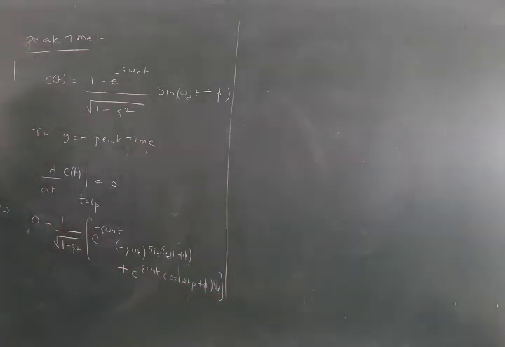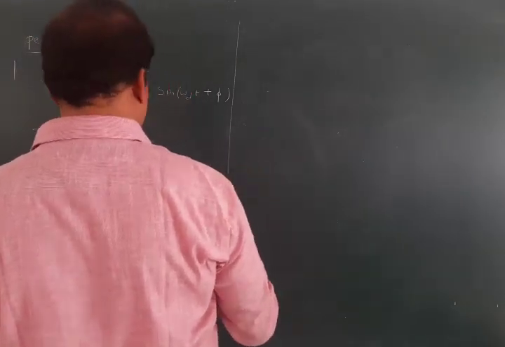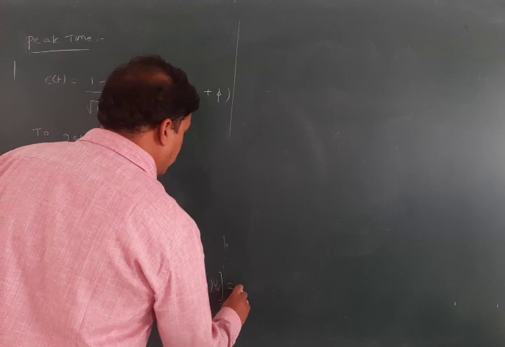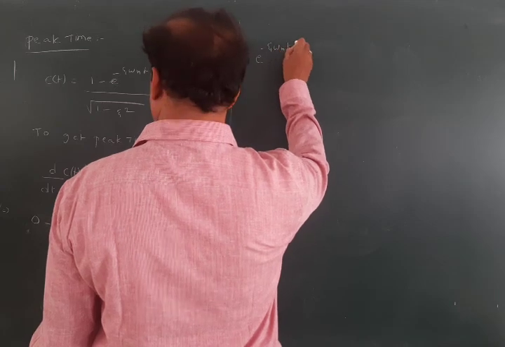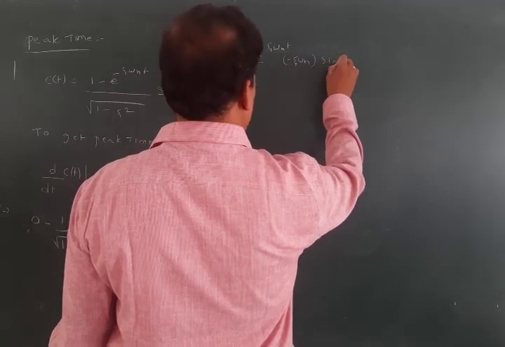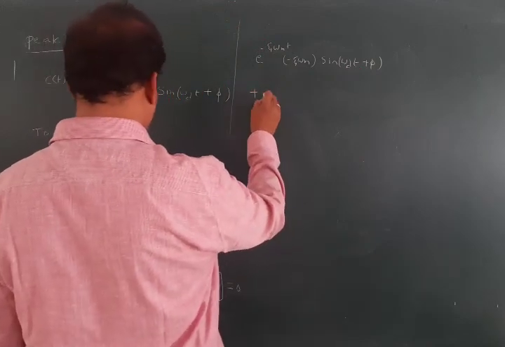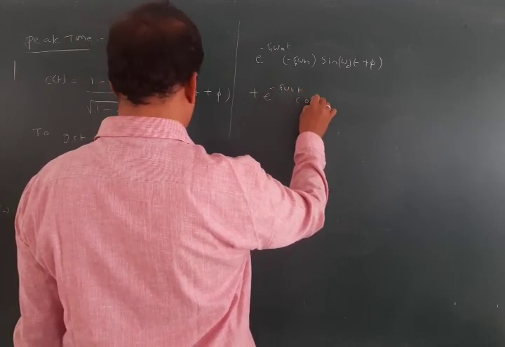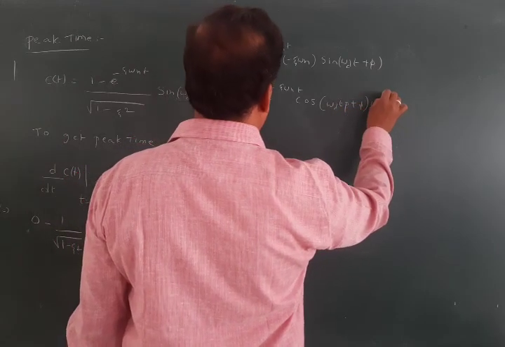After getting this equation, now what you do here is send this 0 to the other side. We said this should be equal to 0 to get the maximum value. So now write the equation: e^(-zeta omega_n t) times (-zeta omega_n) times sin(omega_d t + phi) plus e^(-zeta omega_n t) times cos(omega_d Tp + phi) times omega_d is equal to 0.